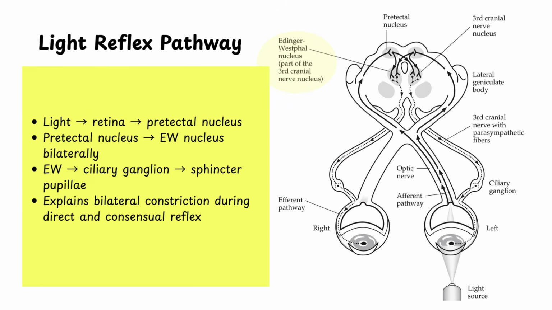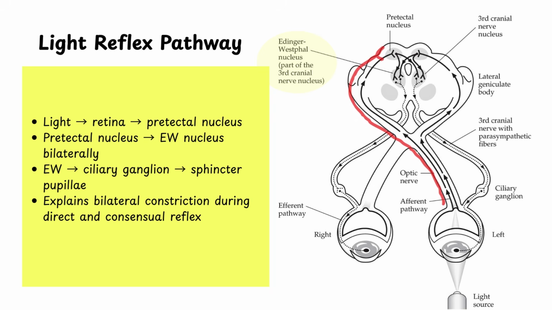Now let's briefly look at the light reflex pathway and how the Edinger-Westphal nucleus is involved. The light enters the retina. From there, the signal travels along the optic nerve to the pretectal nucleus. It does not go to the lateral geniculate body for the light reflex pathway, and at the level of the pretectal nucleus, the fibers are going to cross and project to both the Edinger-Westphal nuclei.